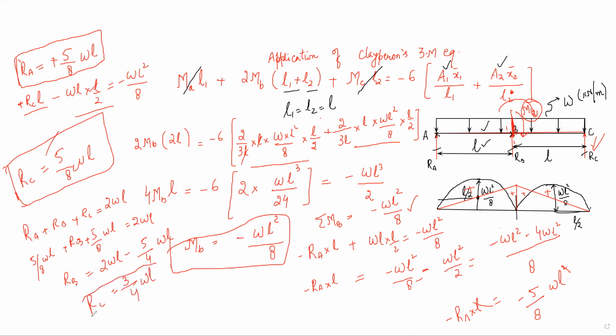So we have obtained the value of RA, we have obtained the value of RB, we have obtained the value of RC. This is how we use this 3-moment equation for solving continuous beams and obtaining the reactions and the bending moments.